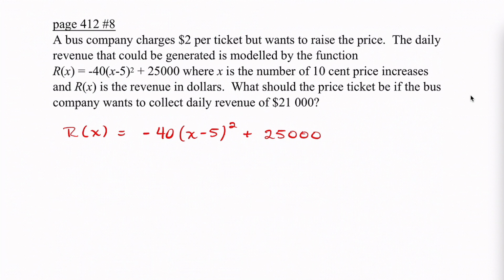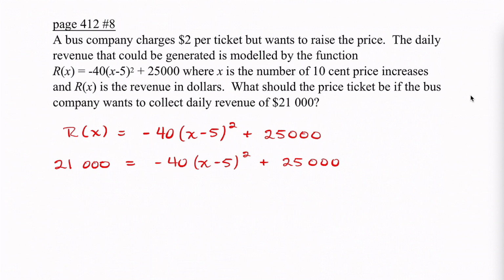And then what we want to do is we wanted to make a daily revenue of $21,000. So our revenue is $21,000. And it said revenue was R. So in my equation down here, I'm going to change R to be $21,000. Now that we have that, there's two different ways that we could solve this. We could either solve it graphically or we could solve it algebraically. So for this case, we're just going to solve it graphically.